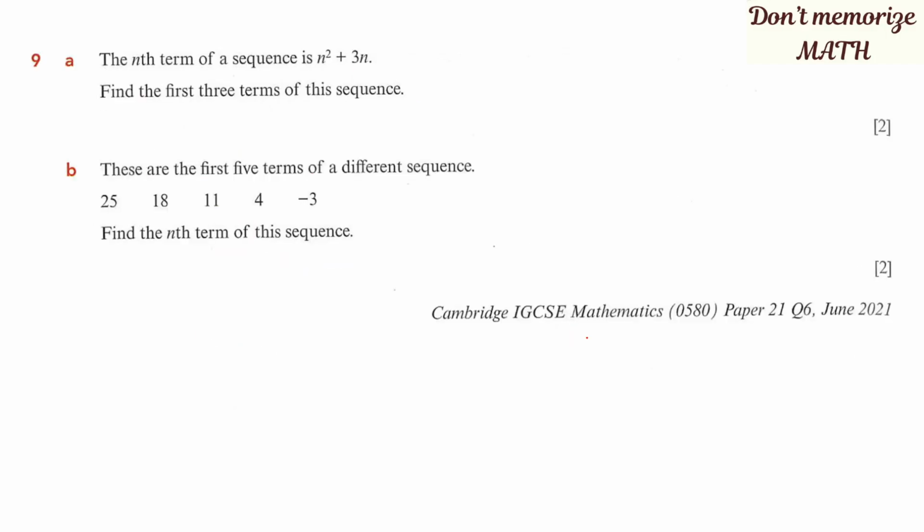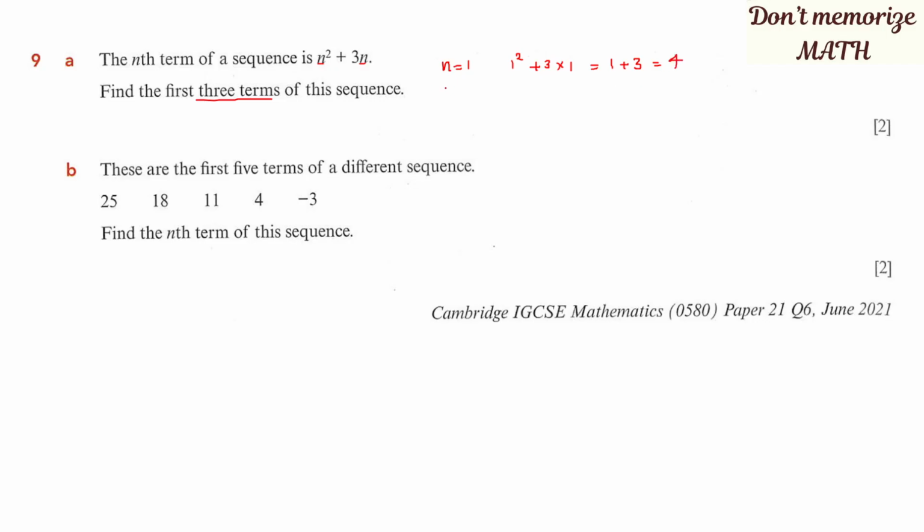Question number 9. The nth term of a sequence is n squared plus 3n. Find the first three terms of the sequence. So first term means n will be 1. So replace the n by 1. So you will get 1 squared plus 3 times 1. So 1 squared is 1, 3 times 1 is 3, 1 plus 3 is 4.